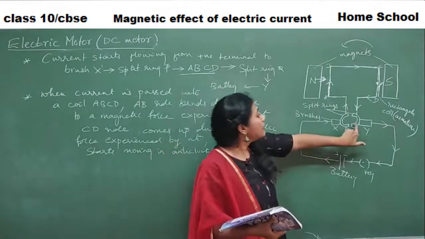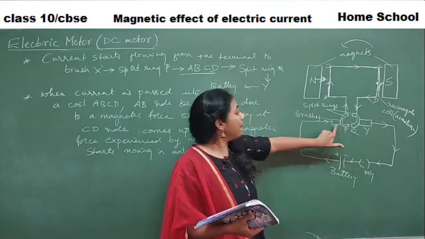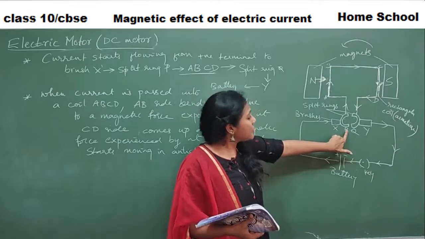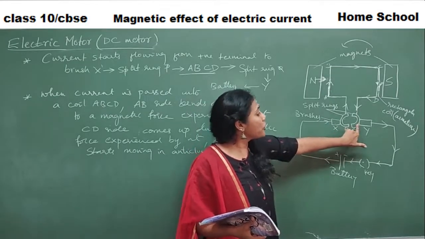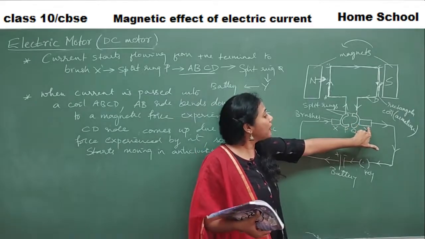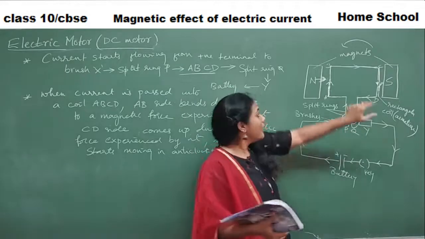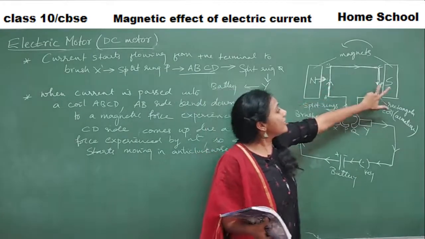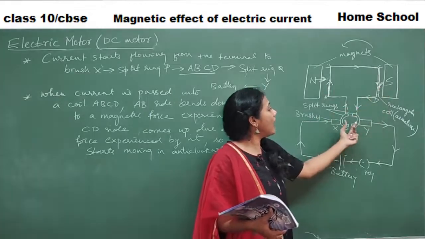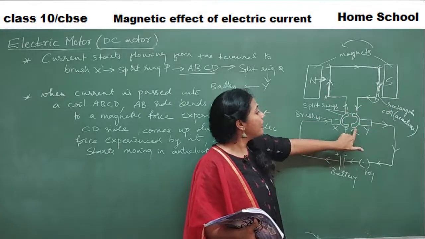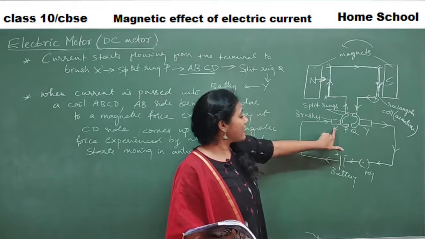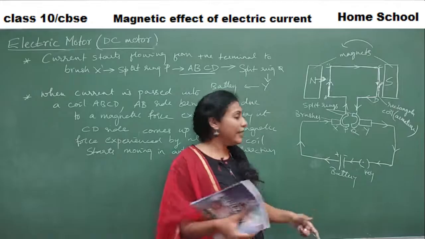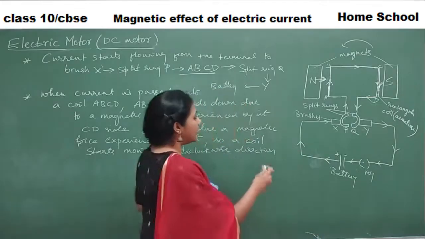So the Q split ring will come and get attached to the brush X. The P split ring will go in the position of Q and get attached to the brush Y. Clear, everybody? So CD comes in the place of AB, AB goes in the place of CD, and simultaneously Q comes with X, and the P split ring goes with Y. Let us draw a figure for clear understanding.